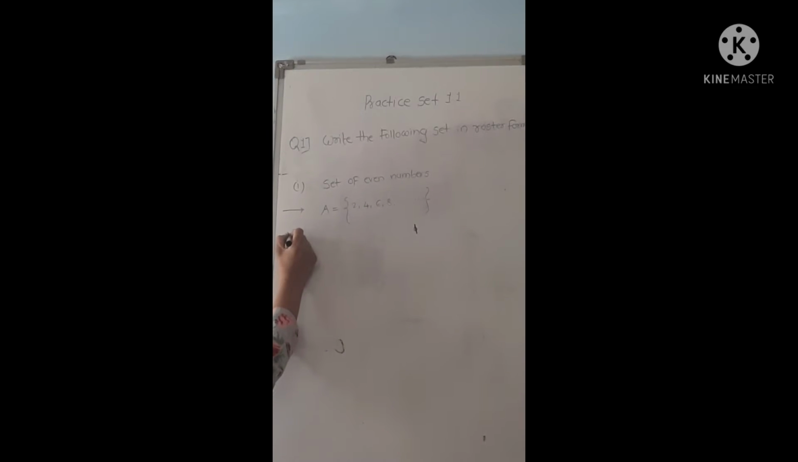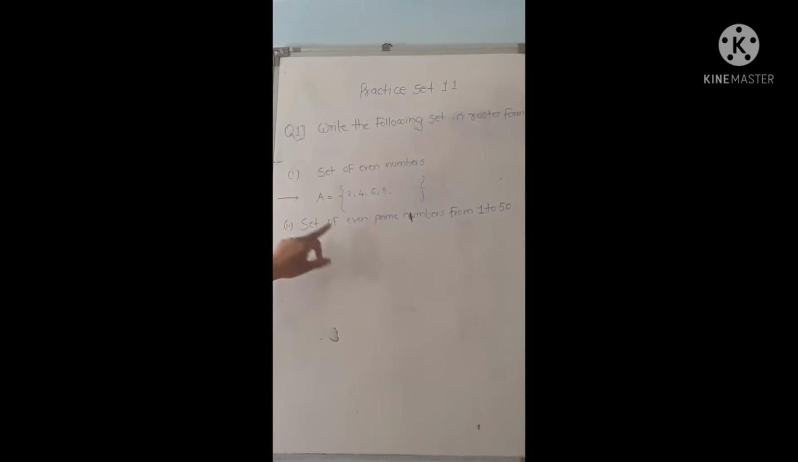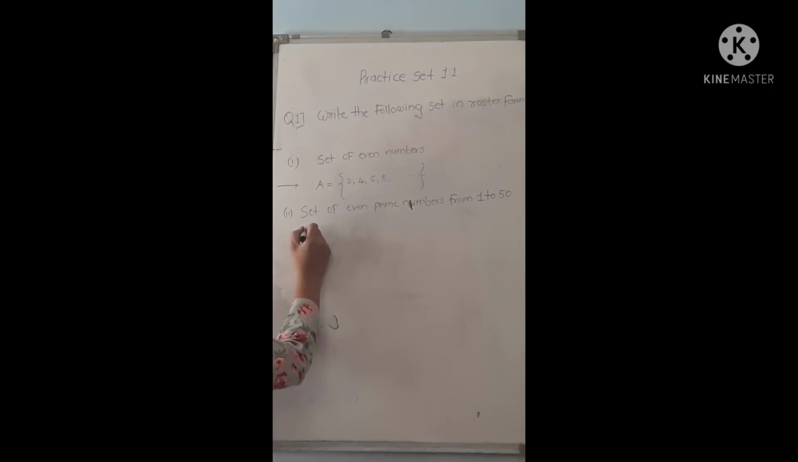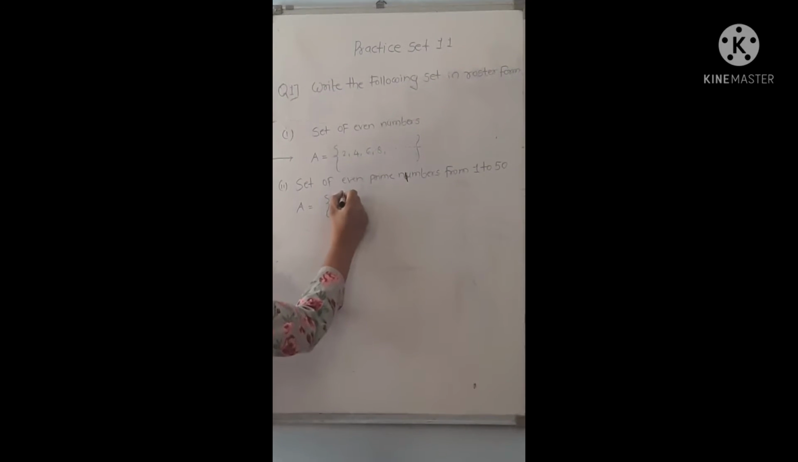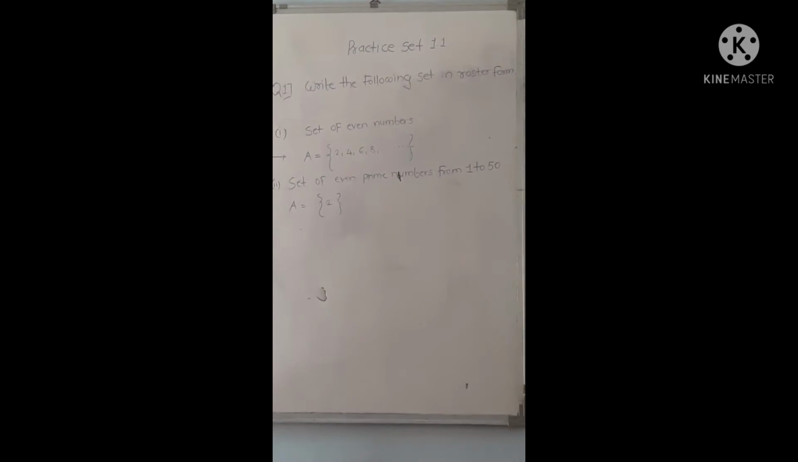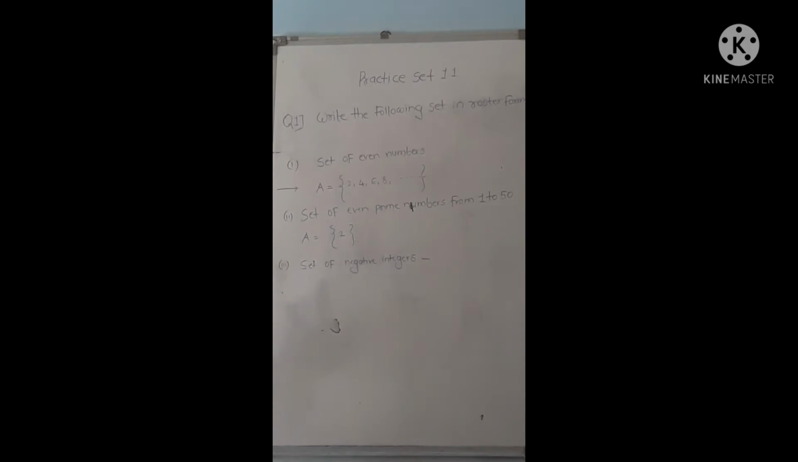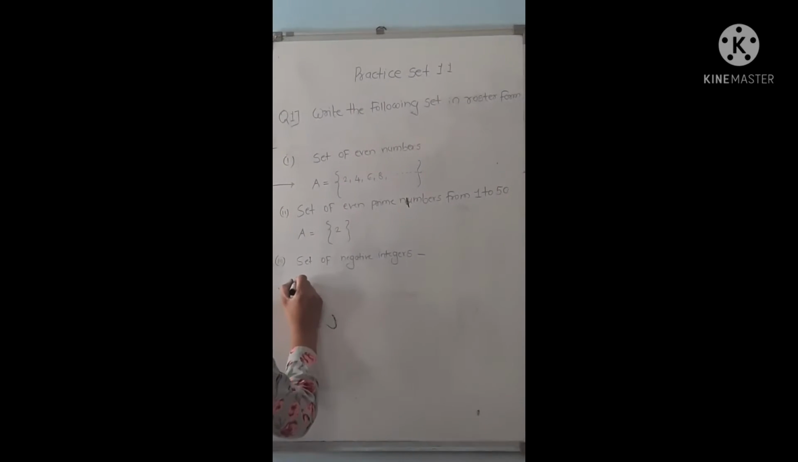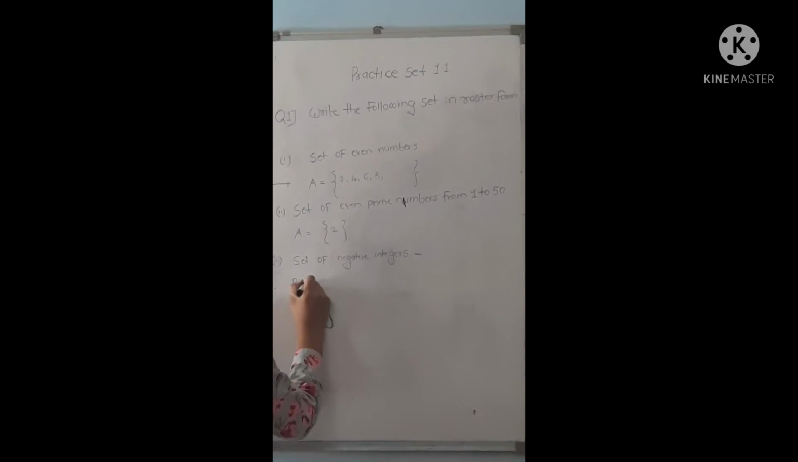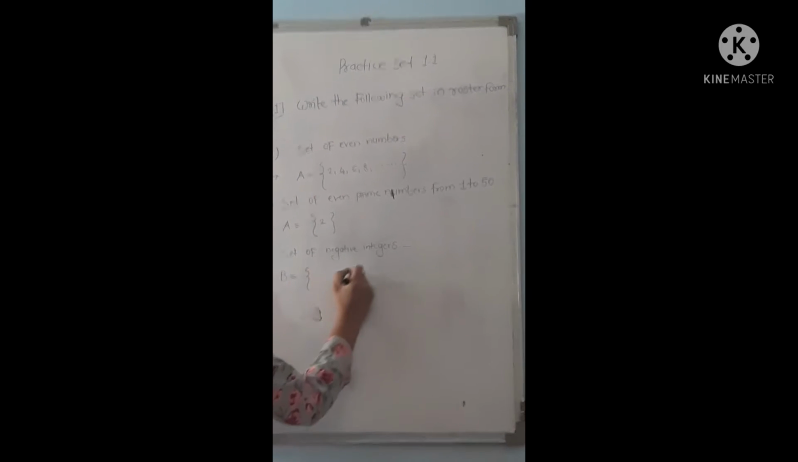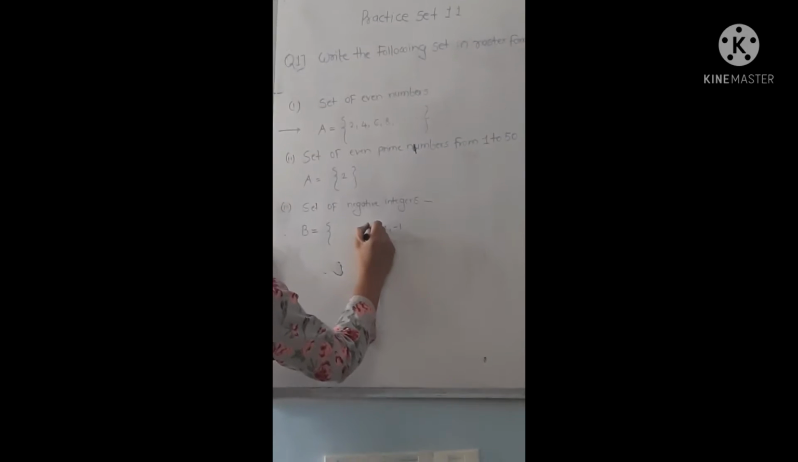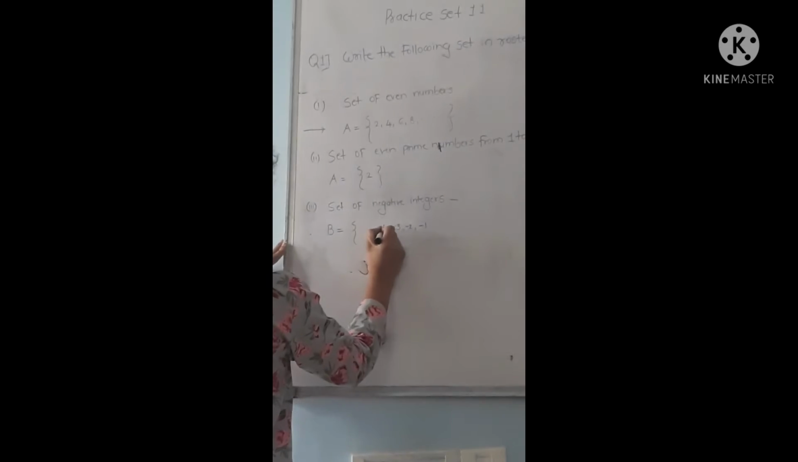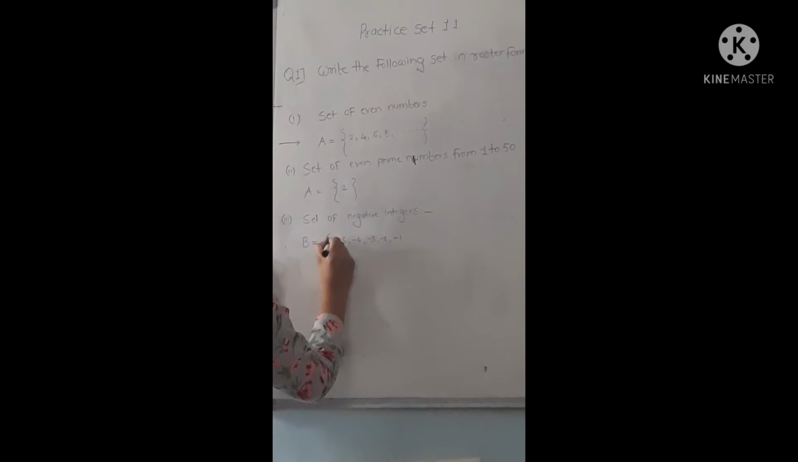Second one, set of even prime numbers from 1 to 50. A is equal to 2. Third one, set of negative integers. Suppose B is the set of negative integers. So suppose this is -1, -2, -3, -4, -5.